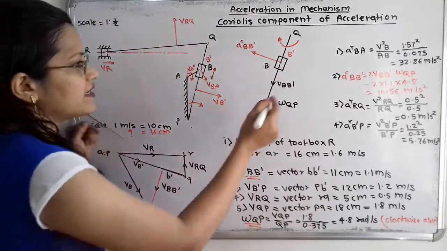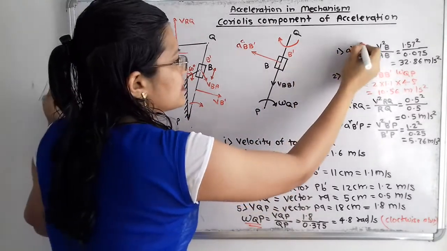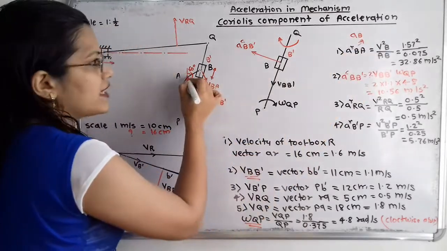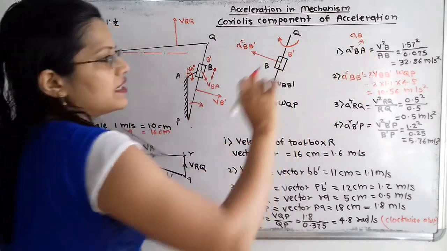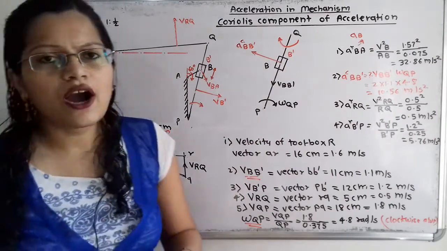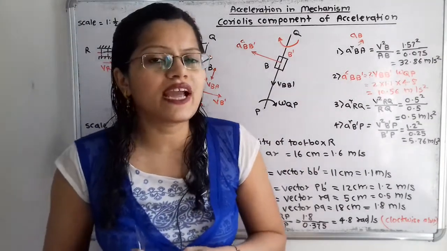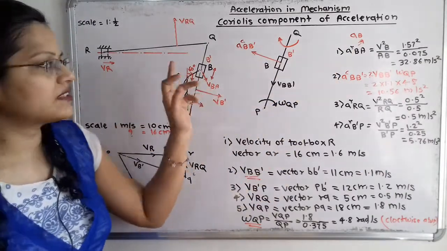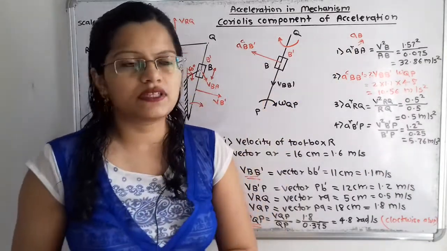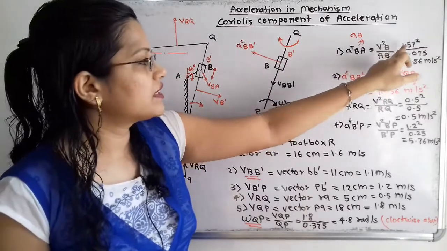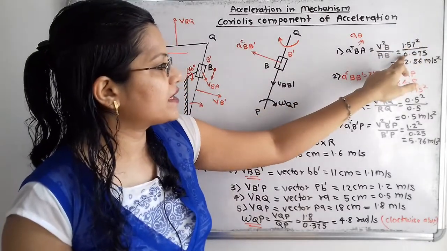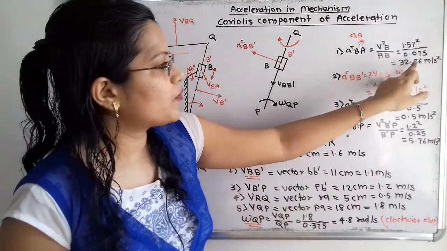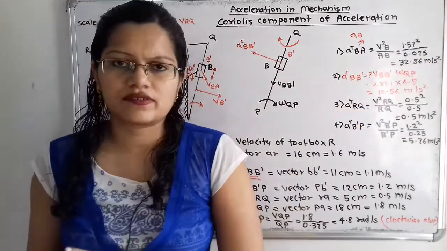So this a raised to r BA, we will consider as the total acceleration of B with respect to A. A is the fixed point, so simply we will say AB. How to calculate it? For that we have to take the velocity square, what is the velocity for this AB, divided by the length of the link. So here velocity 1.57 square divided by AB 0.057, which is equal to 32.86 meter per second square.